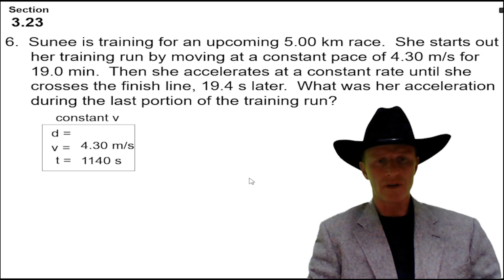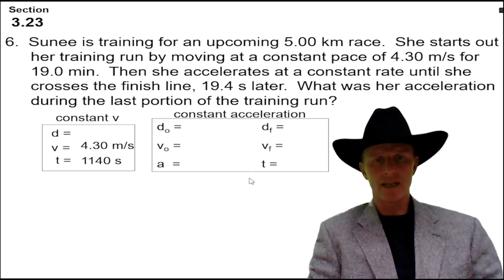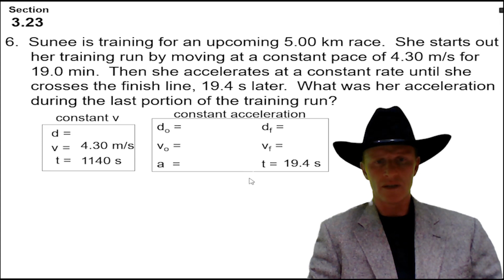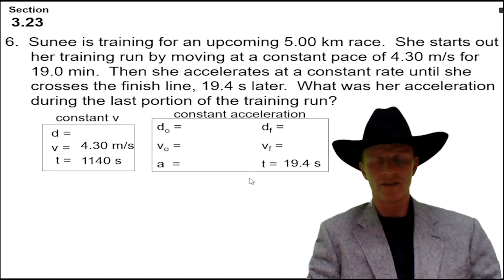So we know how far she traveled for most of the race. It is a 5K. And then she sped up. So she started at 4.3. What else do we know over there? Then she sped up until she crossed the finish line 19.4 seconds later. So that 19.4 seconds later is after the 19 minutes. So she traveled 19 minutes and then 19.4 seconds in the second part, in the big box.